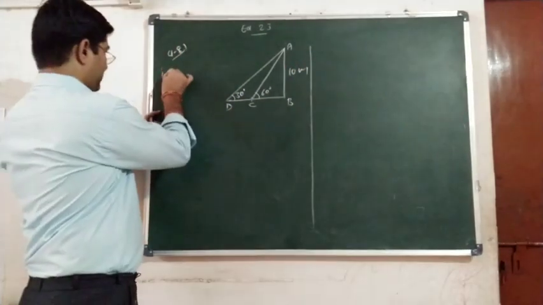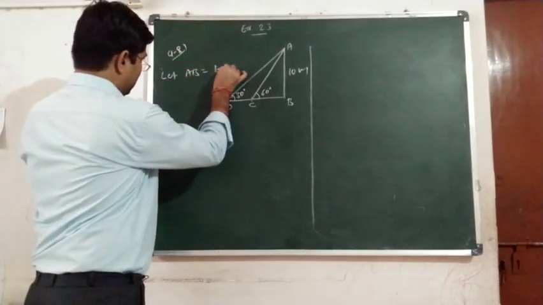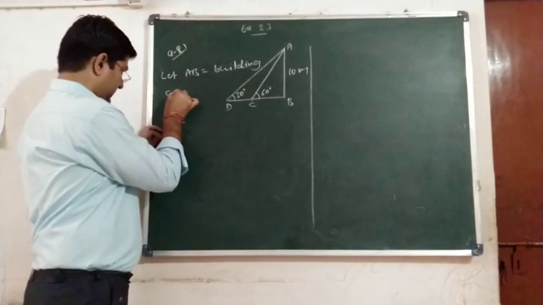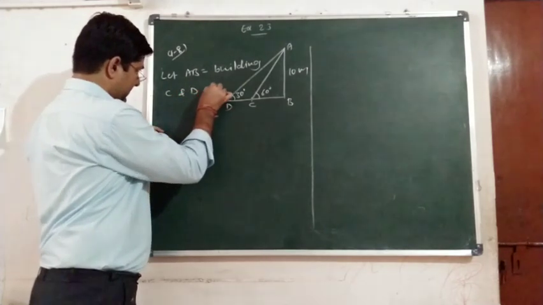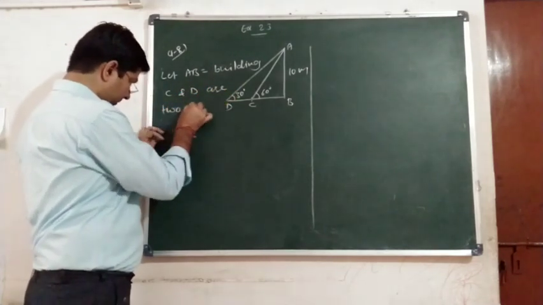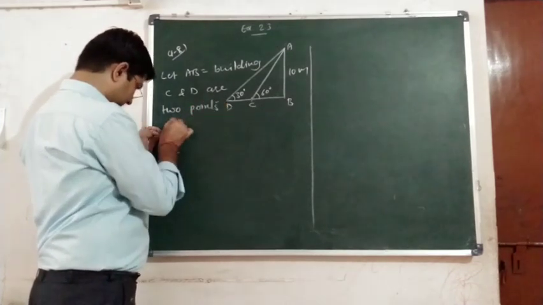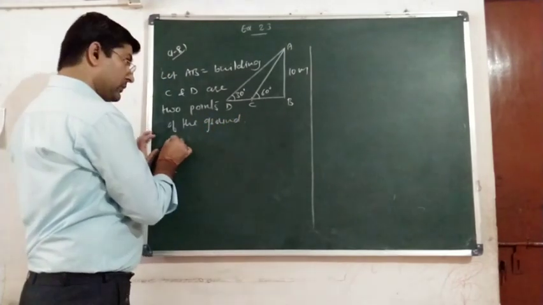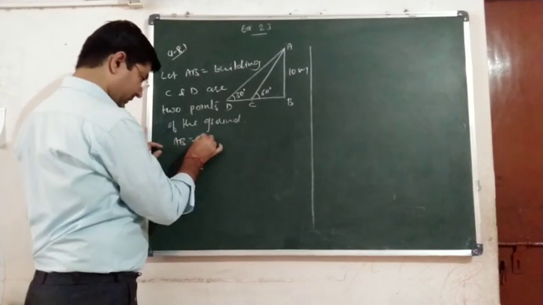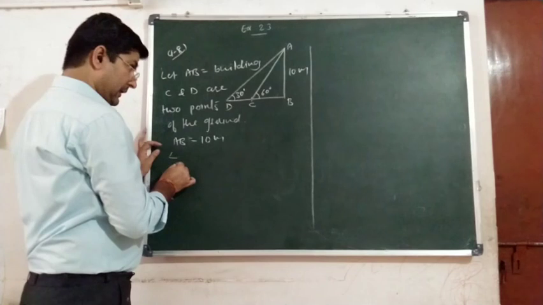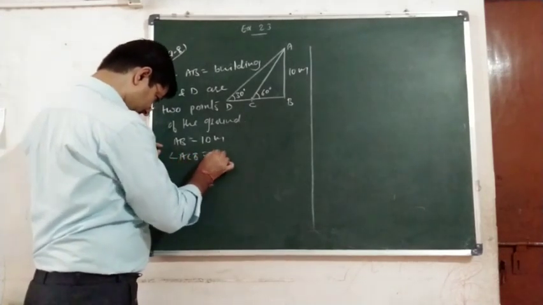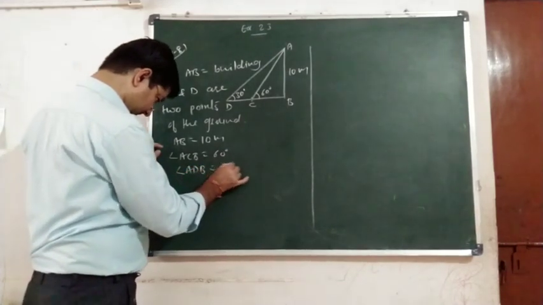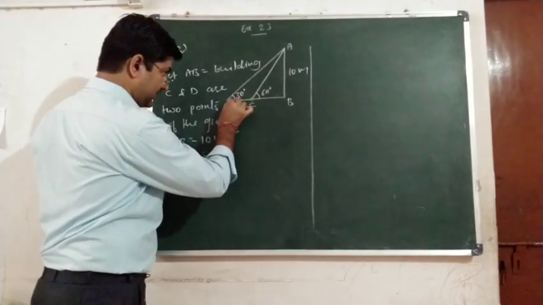Okay, let us write down the description over here. Let AB is building, C and D are 2 points on the ground. AB is given 10 meter, angle ACB is 60 degree and angle ADB 30 degree. We have to calculate the distance DC.